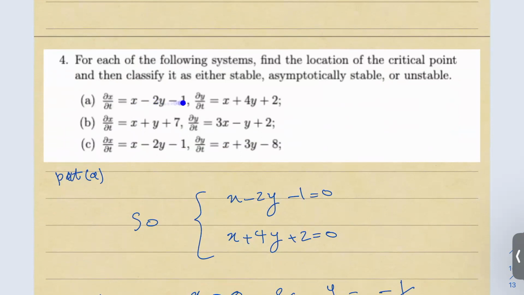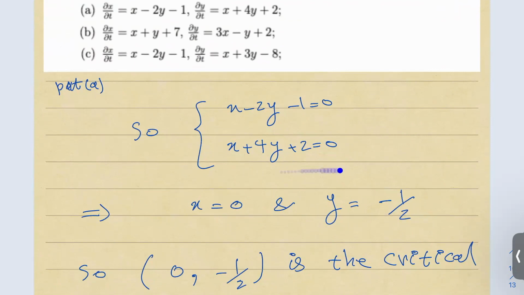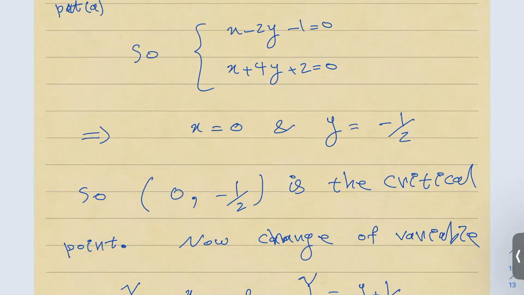So for this one, the trick of finding the critical point is, there is no trick, but we can do this. So x minus 2y, I'm sure that you don't want me to show the details here. x equals 0 and y equals minus half. So the critical point is 0, minus half. Now, we do a change of variable.